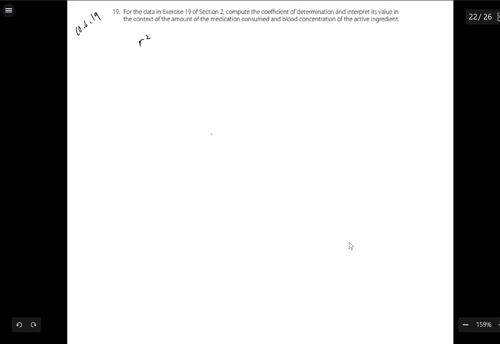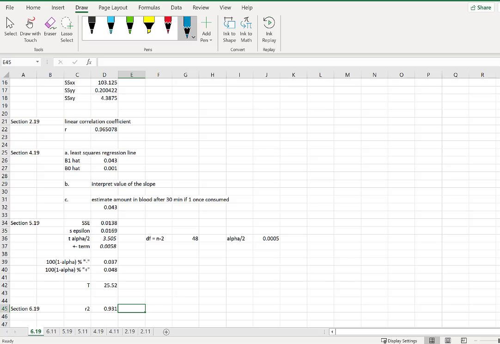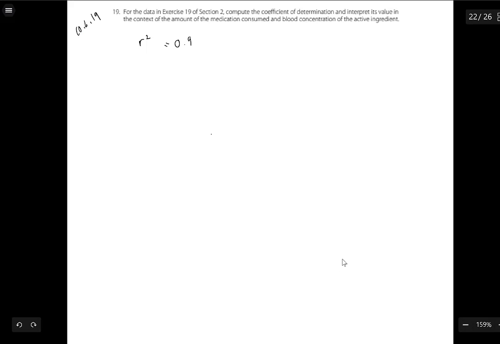So R squared equals 0.9. Is it 913 or 931? Let me go back and look. 931. Not sure what I said out loud a moment ago. Anyway, it's 931, or this is approximately 93%.